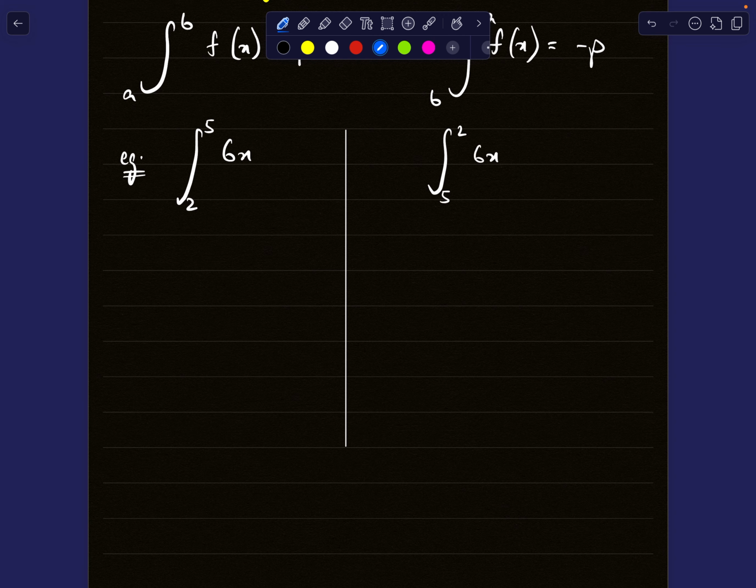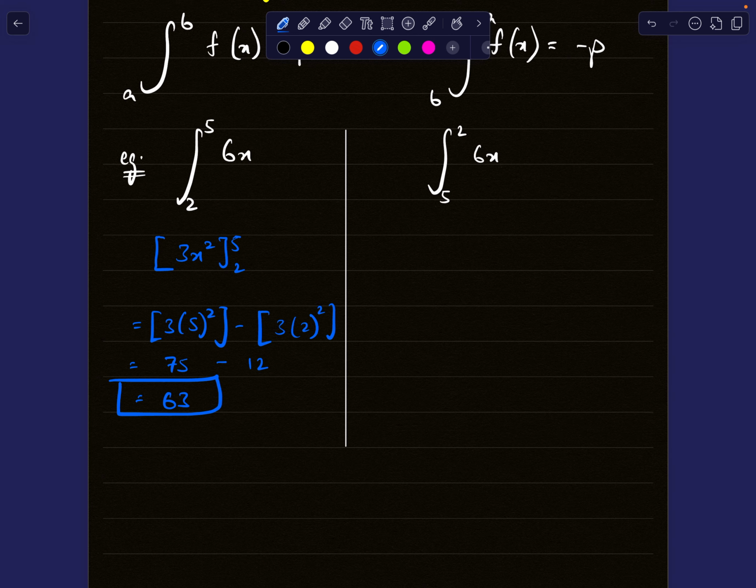So moving on, let's say we have 6x with the limits pi and 2. The integral of 6x would be 3x squared, with the limits pi and 2. Applying the limits would give us something like this. We substituted the limits, and now we have to simplify this in order to find the answer. So we have 75 minus 12, and we end up with 63.